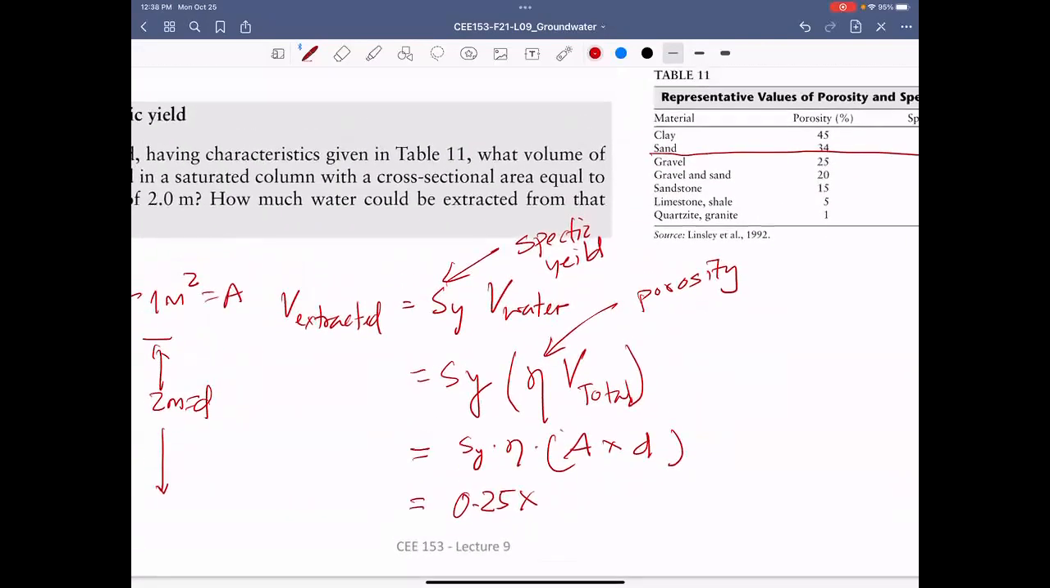And then porosity is 34%, which is 0.34. That means 34% of the total volume is void space where water can fill, and total volume is area, 1 square meter, times 2 meters.